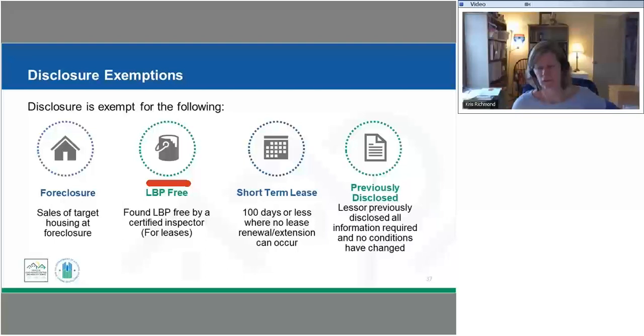One question just popped in, Les, and I think it's still adding to the confusion about whether the cost of clearance is part of that $5,000 threshold. So you might need to go over that again. Yeah, so it's really important.